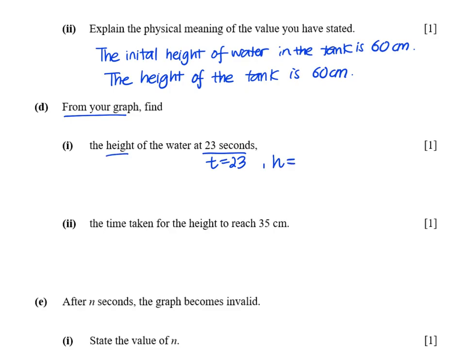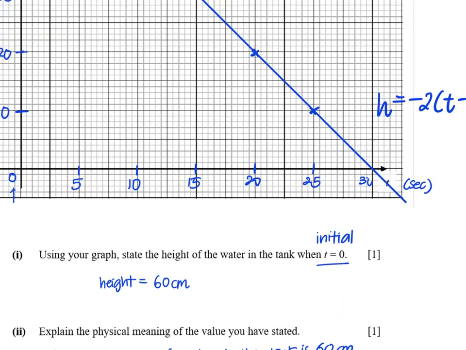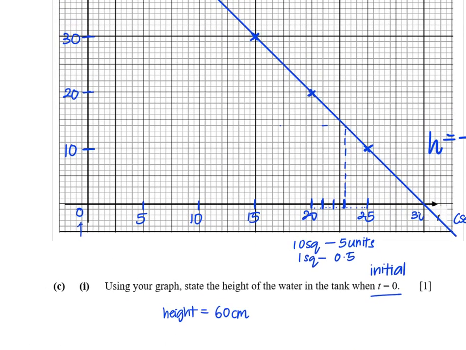Okay, so let's take a look at our question over here. We have t equals 23. So I have 10 squares over here. Okay, so 10 squares represent 5 units. 1 square will represent 0.5 of a unit. So 1, 2, this will be 21, 22, and 23. So when we are at 23, we need to put our dotted lines up to our graph. And then we read across.